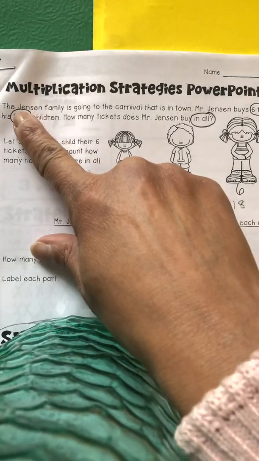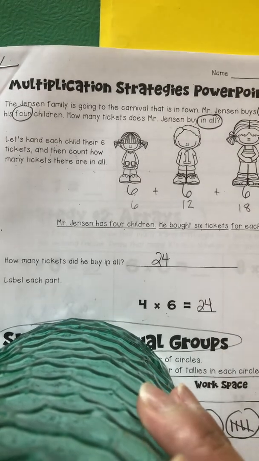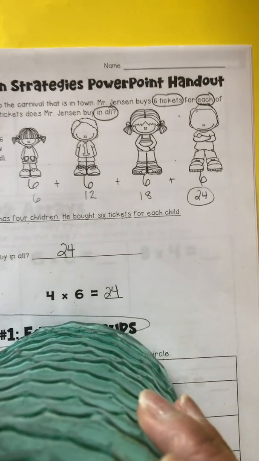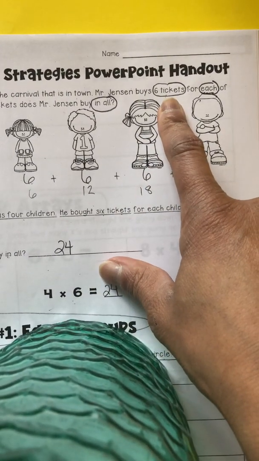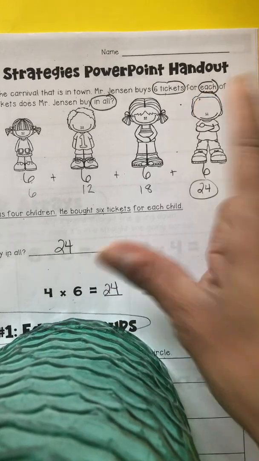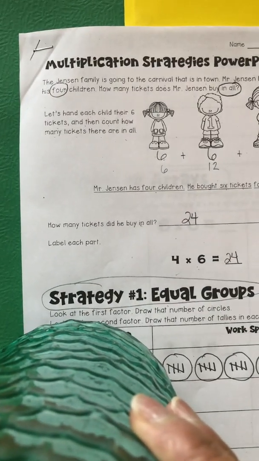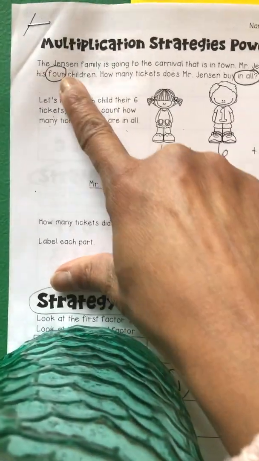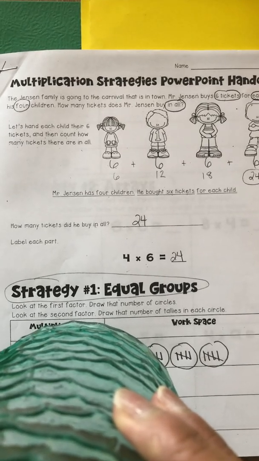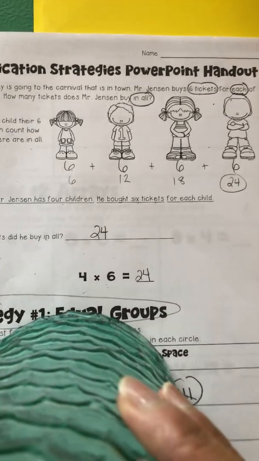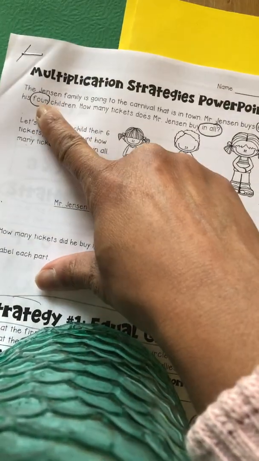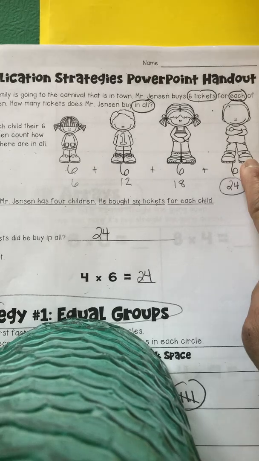It says, the Jensen family is going to the carnival that is in town. Mr. Jensen buys 6 tickets, please circle like I did, for each, please circle, of his 4 children. So please circle 4. So far we know Mr. Jensen and his family are going to a carnival. He is buying 6 tickets for each of his 4 children. And there's his 4 kids right there.